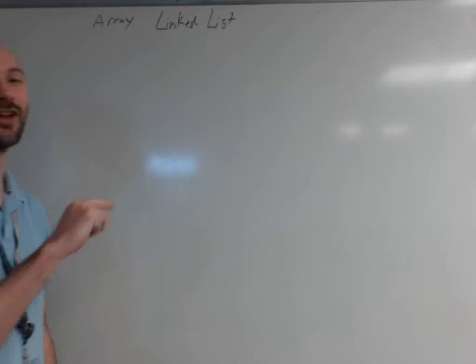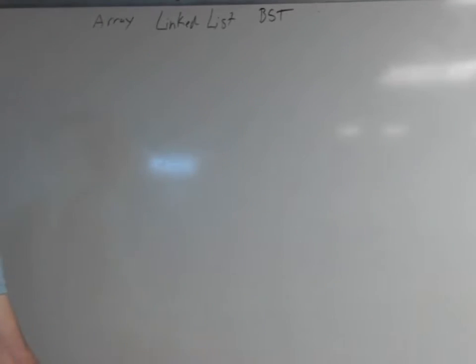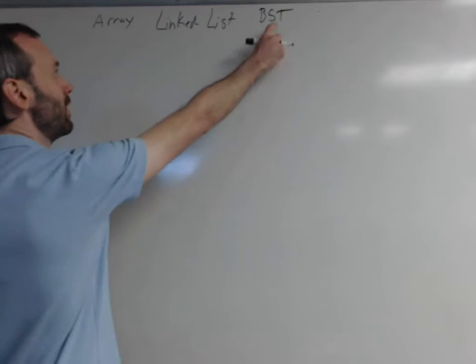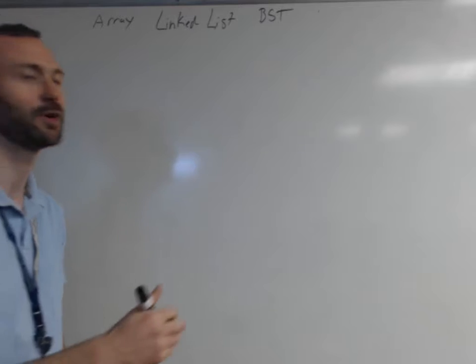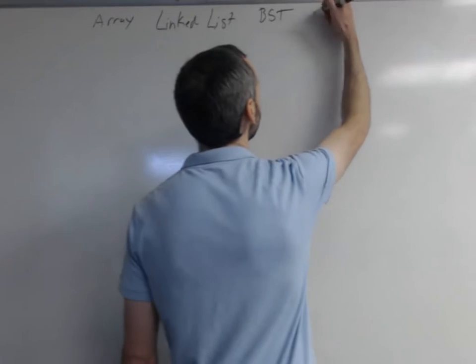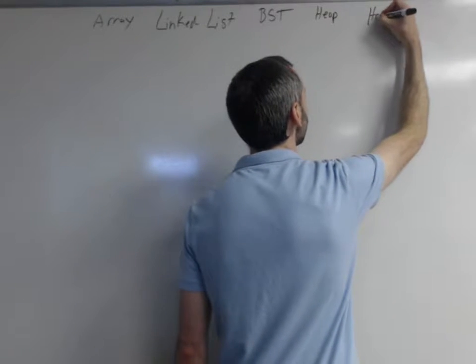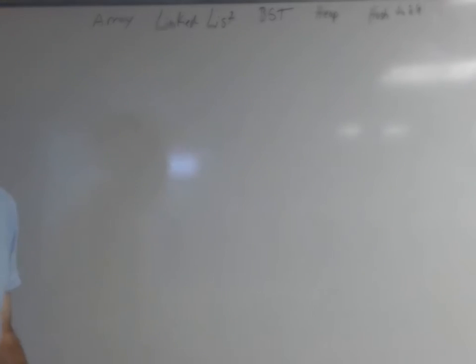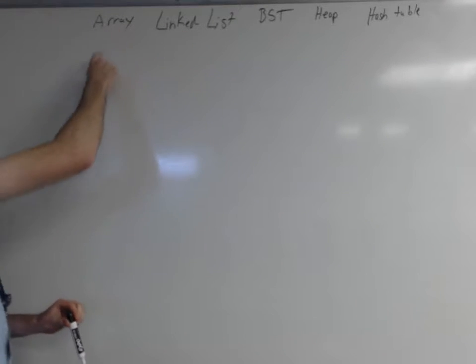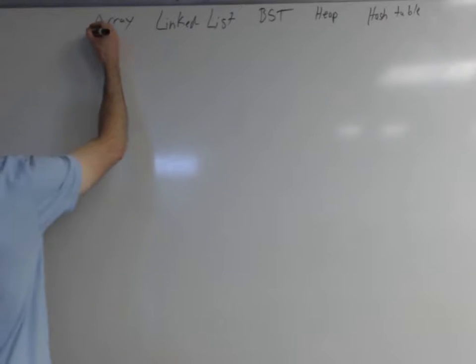Stacks. Queues, which are abstract. Binary search tree. We'll keep it with the binary search tree because that's the whole point of a binary tree. We also have the heap, so let's keep heap up there. And then we have hash tables. Now the reason I didn't put stacks up there is because the stack is usually implemented with a linked list or an array. Same thing with the queue. So these are really the basic ones that we've talked about so far.